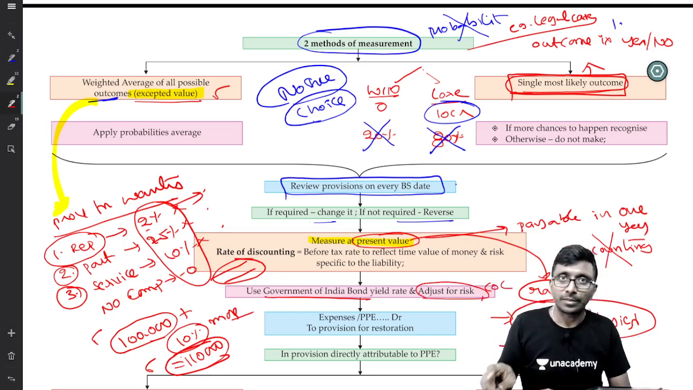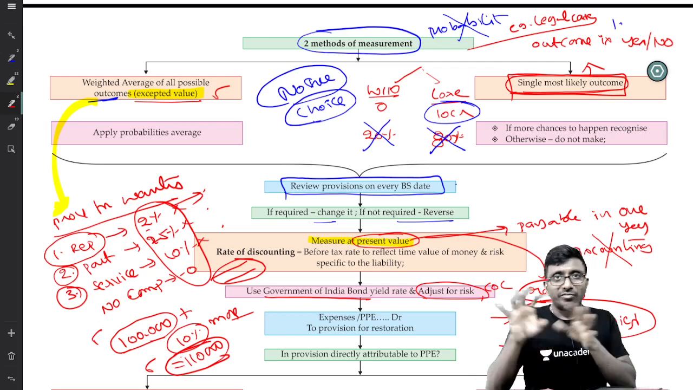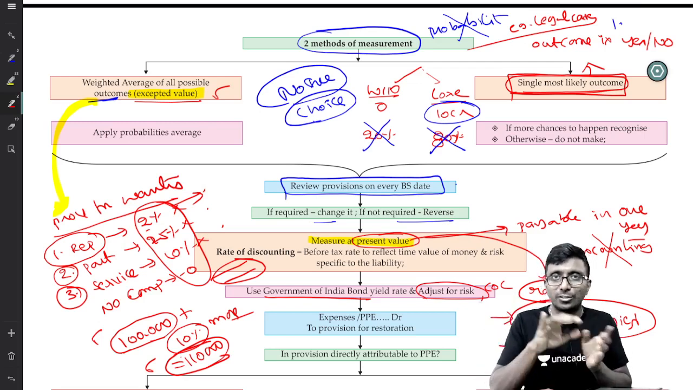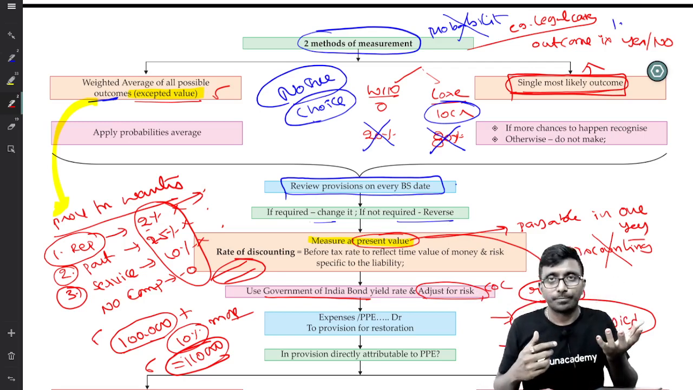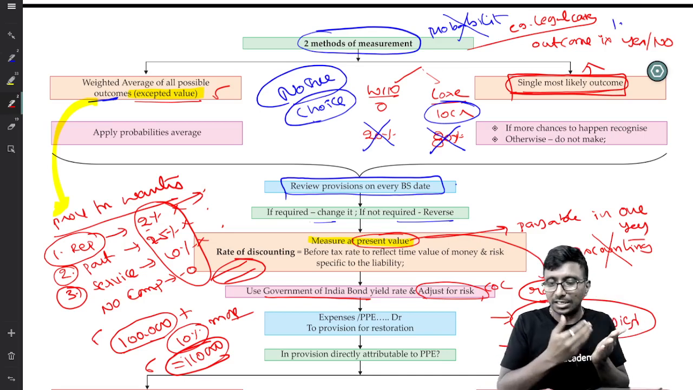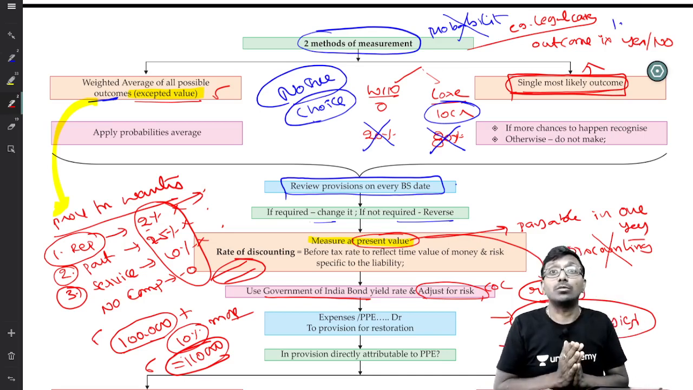Next question, sir, provision will be credited. Yeah, we'll say to provision so and so, super. But what are we supposed to do with respect to debit? Shall I debit the expenditure or shall I debit the PPE account?